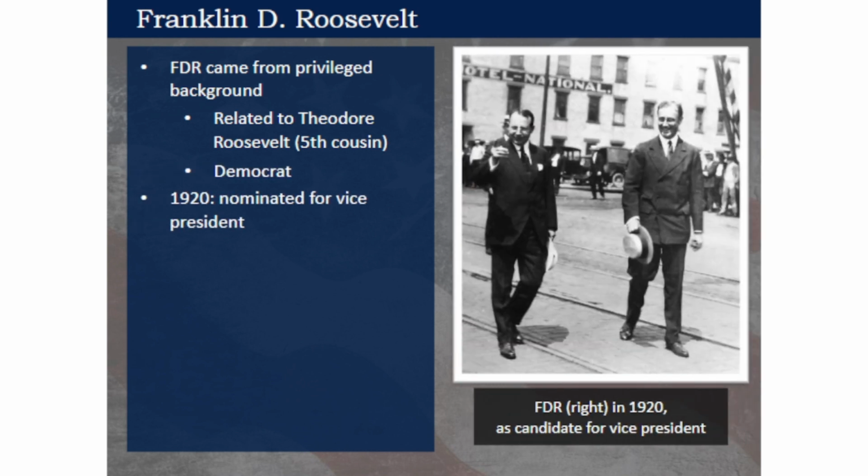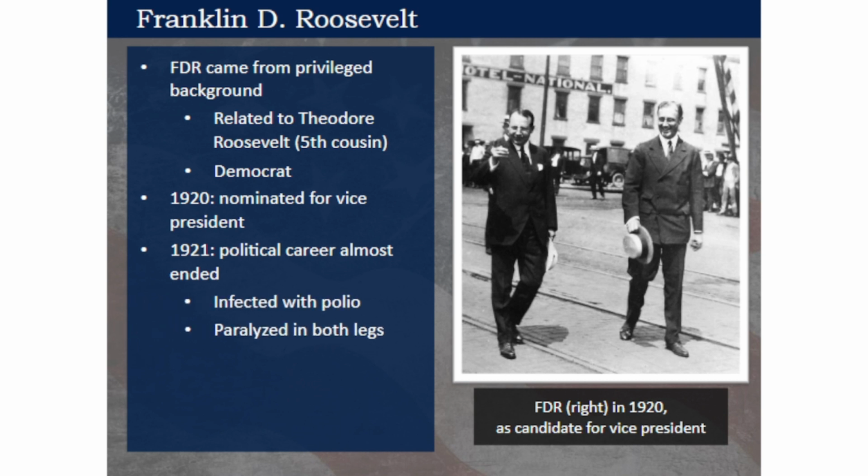He had been nominated for vice president in the 1920 election, but his promising political career was almost ended in 1921, when the future president was almost 40. FDR became infected with polio, which paralyzed him in both his legs. Roosevelt would never truly walk again. He could only stand with steel braces on his legs and could take only a few short steps, awkwardly, usually supported by another person. The experience naturally changed Roosevelt's life.